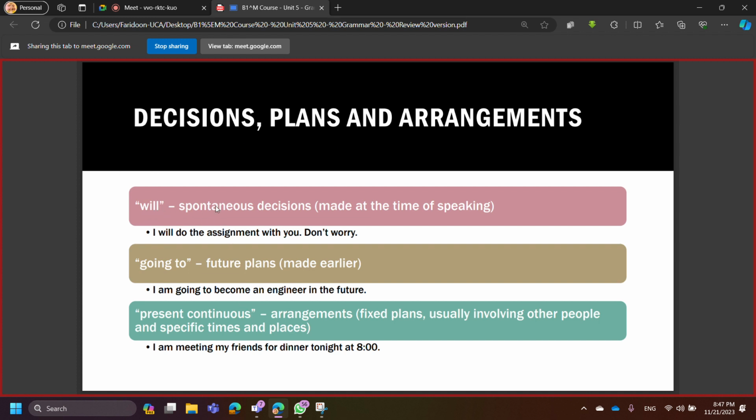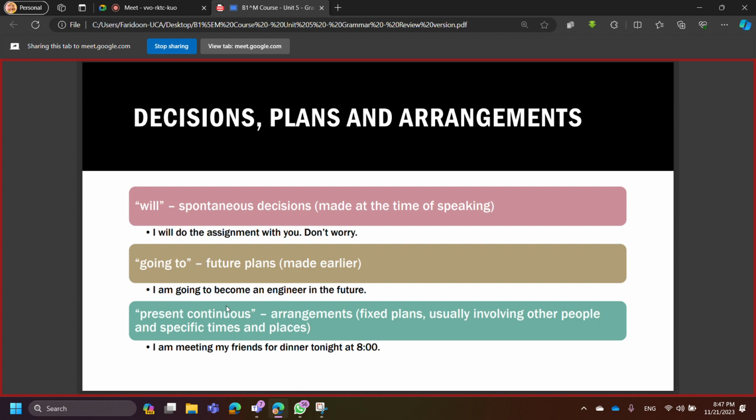So we use will for spontaneous decisions, meaning those that are made at the time of speaking. Okay? For instance, I will do the assignment with you, don't worry. So this is not a plan that I had made before, but it's just something that was decided spontaneously. Or we can use going to when we're talking about future plans, of course, the ones that are made earlier. For instance, I'm going to become an engineer in the future. This is like a future plan that I made, let's say, 57 years ago. So now I'm going to talk about it, right? That I can use going to.